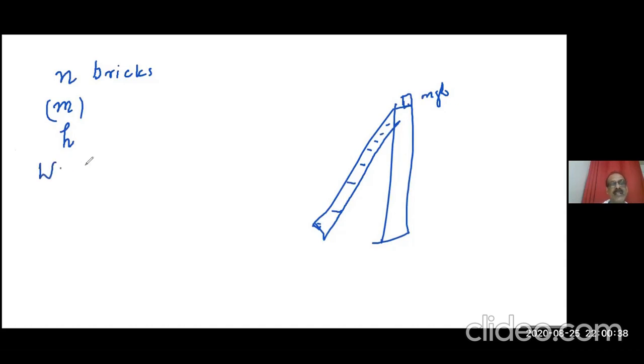Sir, how do we know that it's a conservative field? Gravitational field is a conservative field. Gravitational field, electrostatic field, magnetic field is a conservative field. So W is equal to mgh. This is for one brick. If there are n bricks, n into mgh. So n into mgh. That's the formula.